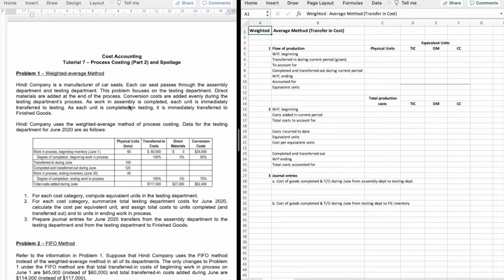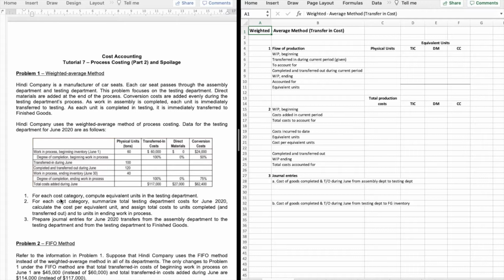As work in assembly is completed, each unit is immediately transferred to testing. As each unit is completed in testing, it is immediately transferred to finished goods. Hindi Company uses the weighted average method of process costing. Data for the testing department for June 2020 are as follows. So this is all the information for the Hindi Company, and we are required to calculate the equivalent units for each cost category.